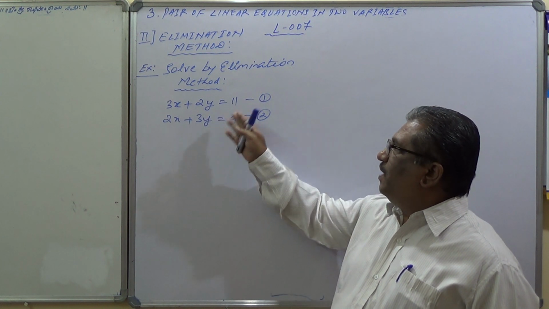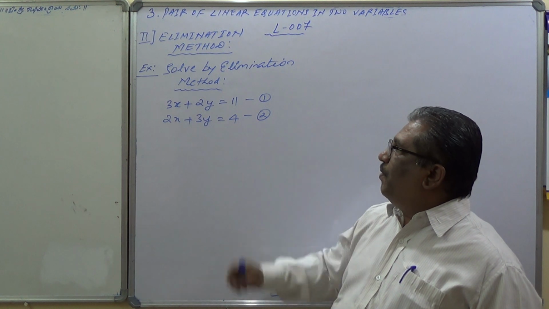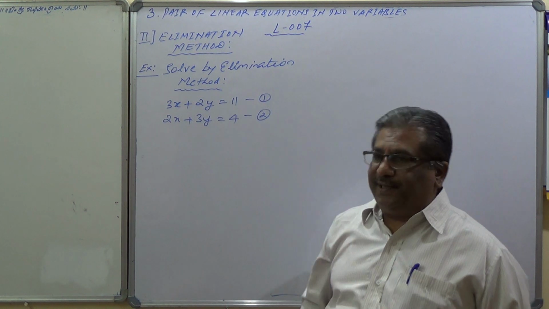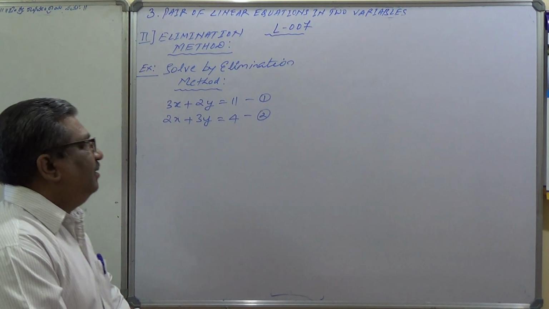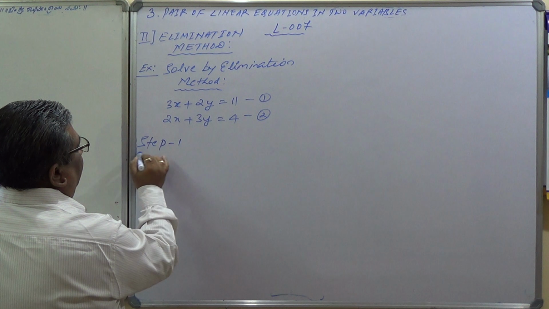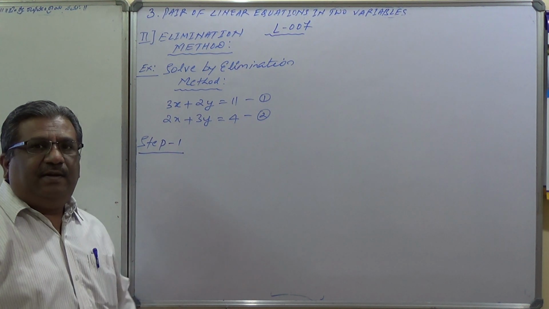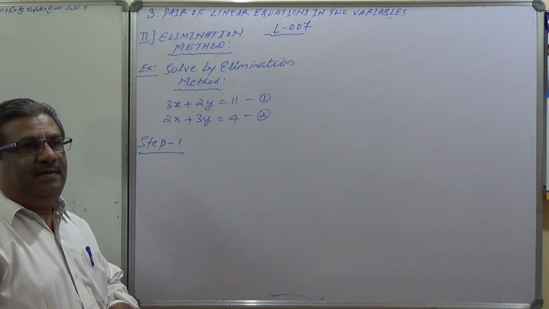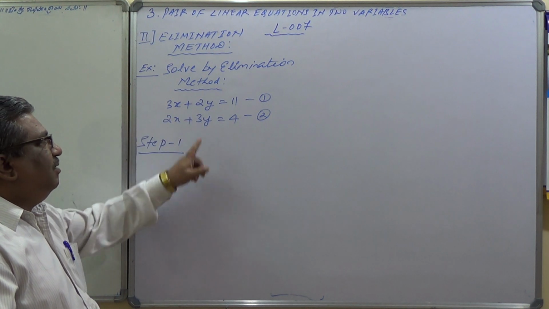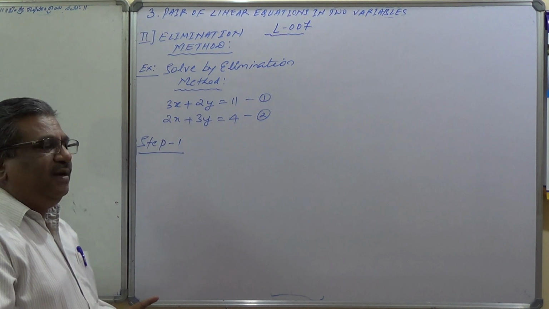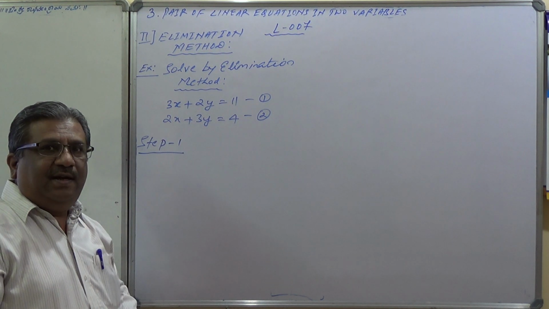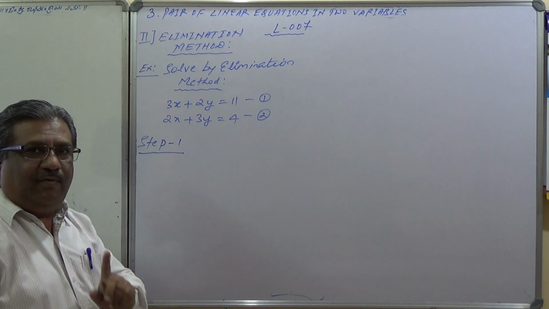Consider the equations 3x plus 2y equals 11 and 2x plus 3y equals 4, tagged as 1 and 2. Solve these equations by the elimination method. Step 1: decide which variable you would like to eliminate, whether x or y. Here, let me try to eliminate y. If the coefficients of y are made the same, then by subtracting, I should be able to eliminate variable y.